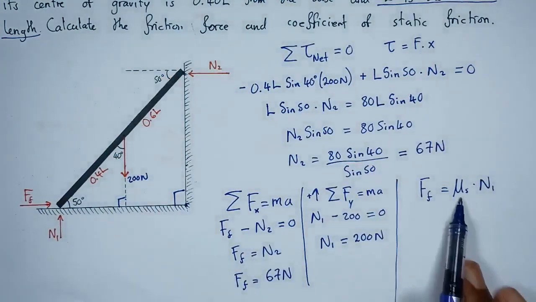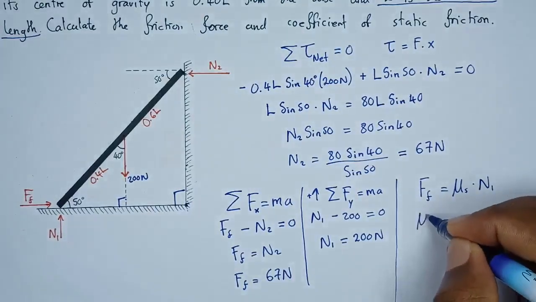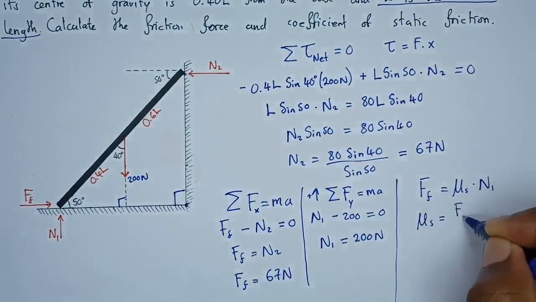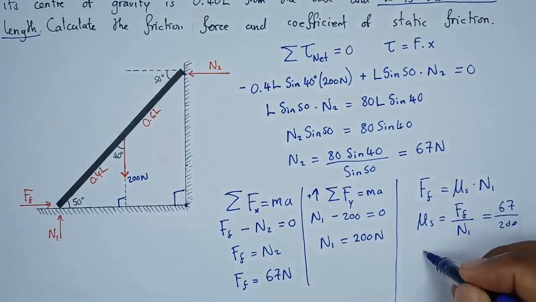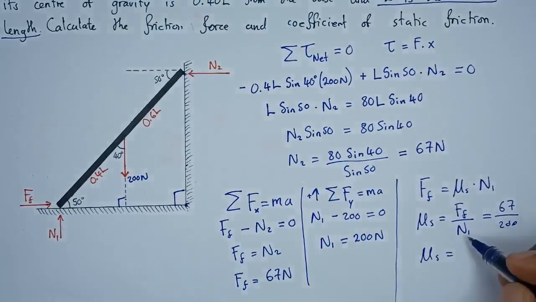So since we're finding coefficient of static friction, we can say mu sub S is equals to friction force divided by the normal force, meaning that the friction force we have is 67, while the normal force is 200. So if we divide the two, we're going to get a coefficient of static friction which has the value 0.34. Now it's a coefficient, hence it has no units. So that's our answer, just like that.